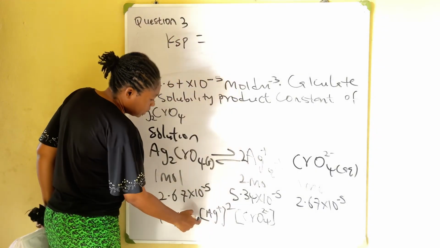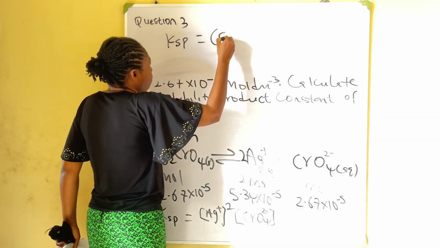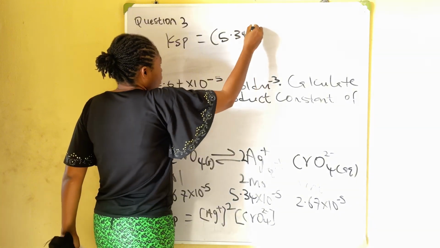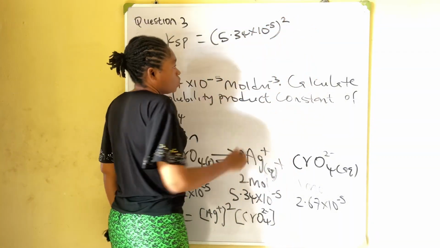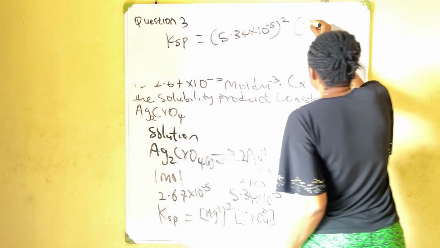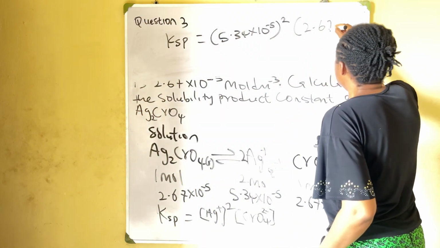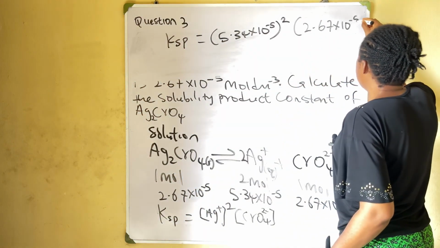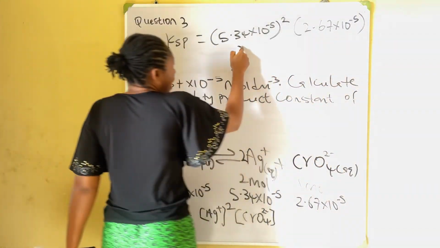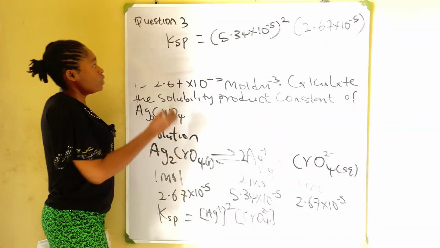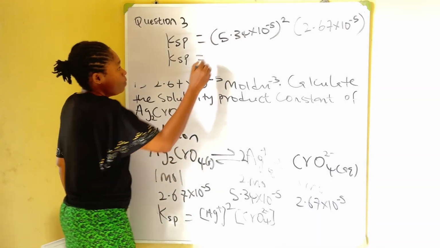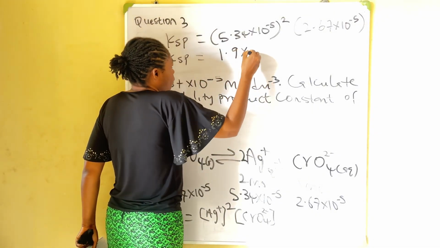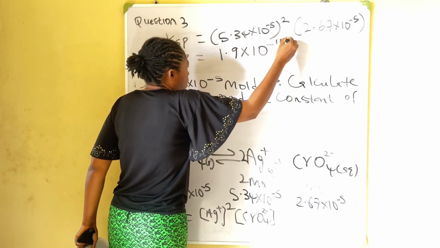So what's the concentration of the silver ion? 5.34 times 10 raised to the power minus 5, raised to the power 2, times 2.67 times 10 raised to the power minus 5. So when you square this and multiply by this value, Ksp for silver chromate will be 1.9 times 10 raised to the power minus 14.